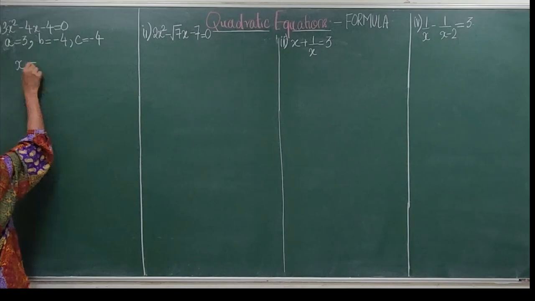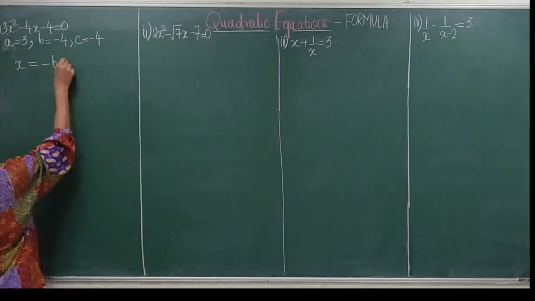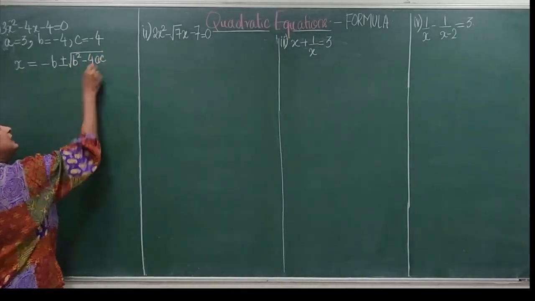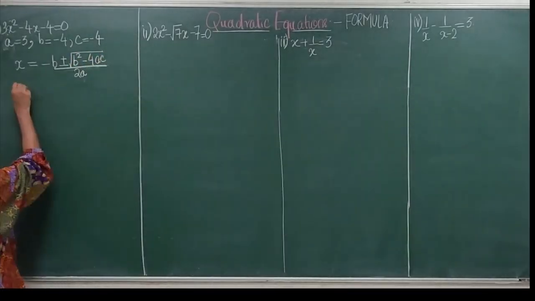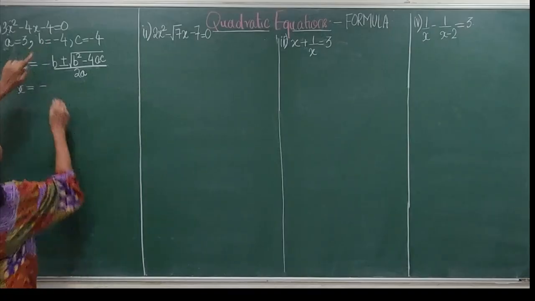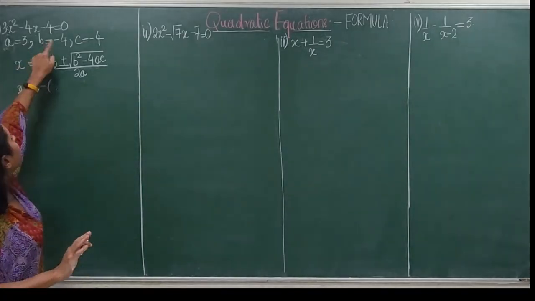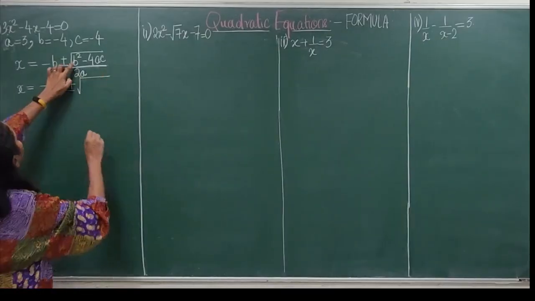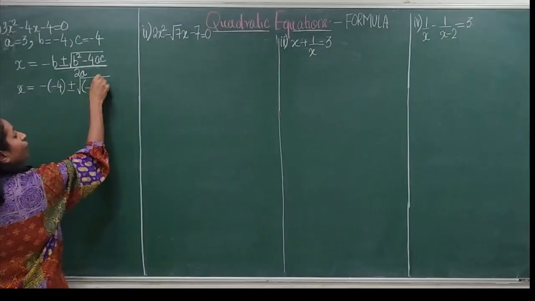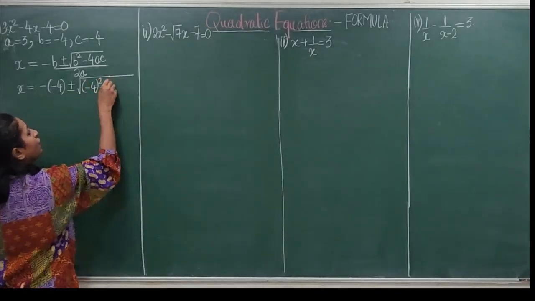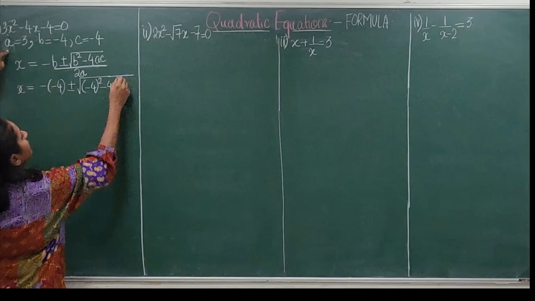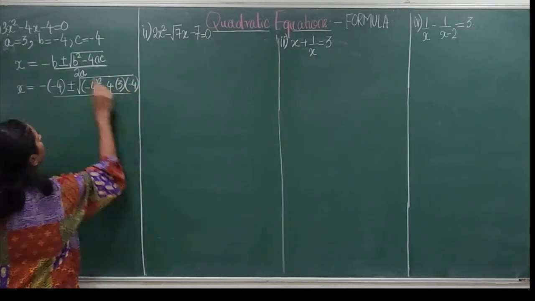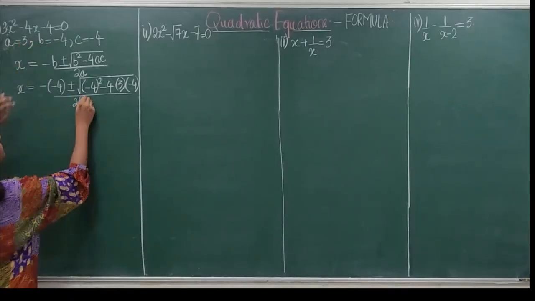Let us input it directly into the equation and find the results. So what is my x? X is equal to minus b plus minus square root of b square minus 4ac upon 2a. So x is equal to minus b, minus of minus 4, plus or minus square root of b square, that is minus 4 the whole square, minus 4ac, that is 4 into 3 into c is minus 4, whole upon 2a, that is 2 times 3.